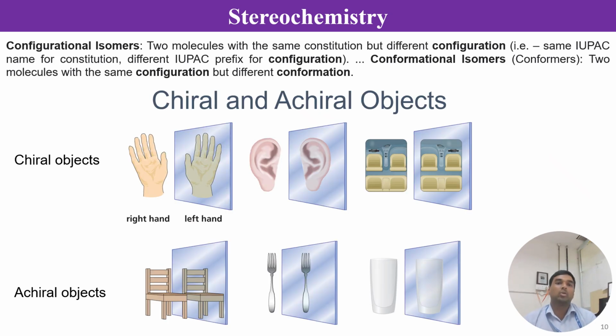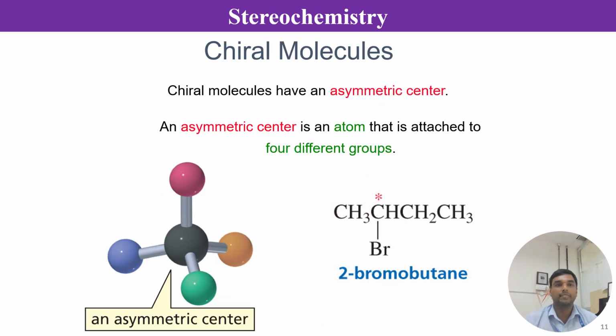Now, when you talk about chiral and achiral objects, chiral means they are non-superimposable mirror images, for example, right hand and left hand, or right ear and left ear. So they are chiral. Whereas if we talk about a chair, a spoon, or a glass, they have a plane of symmetry. That's why they are achiral.